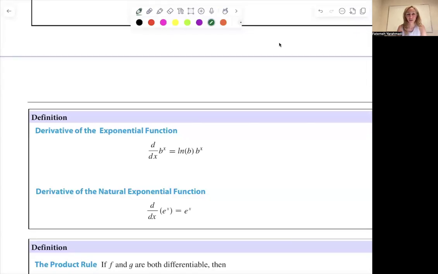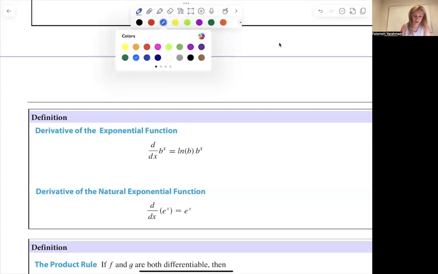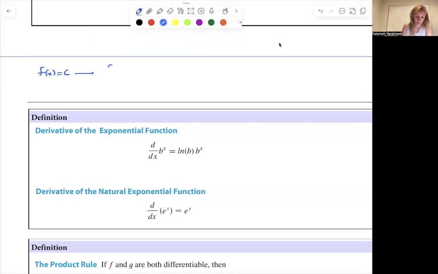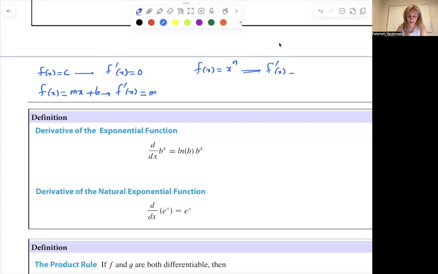Interesting case is where we have the exponential function. Remember that for a constant function, let me write this down. When we have a constant function, f of x is equal to c, f prime of x is equal to 0. Then we have f of x equals mx plus b, f prime of x is equal to m. If f of x is a power function, x to the power n, then f prime of x is equal to n x to the power n minus 1.